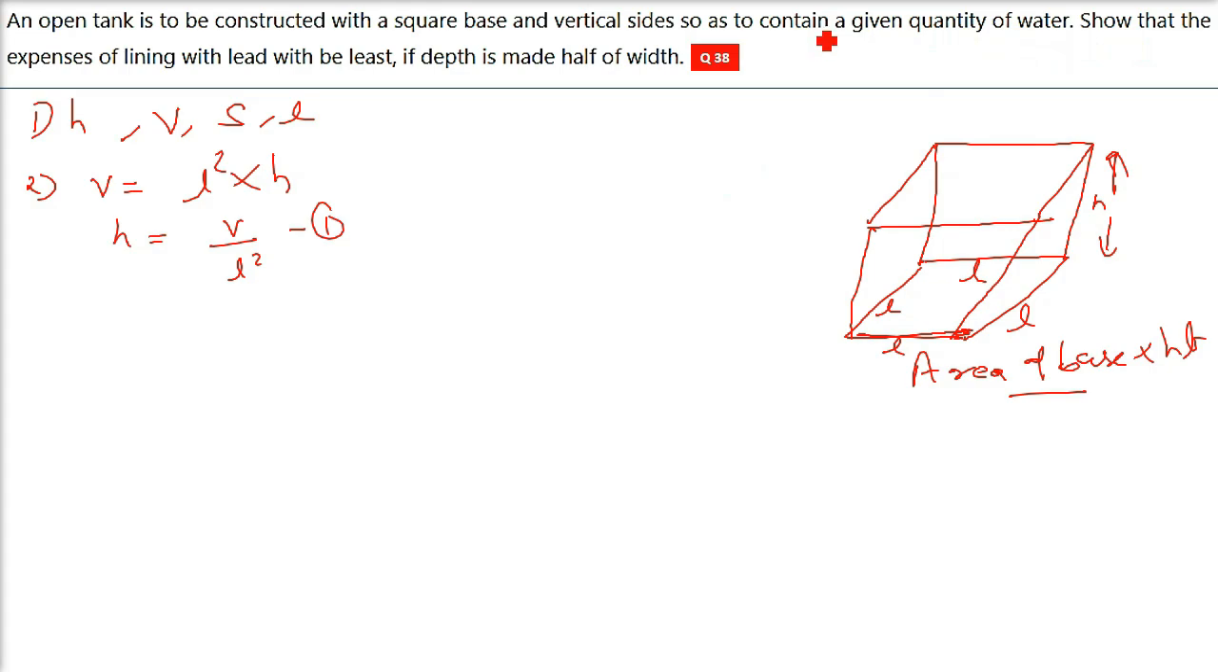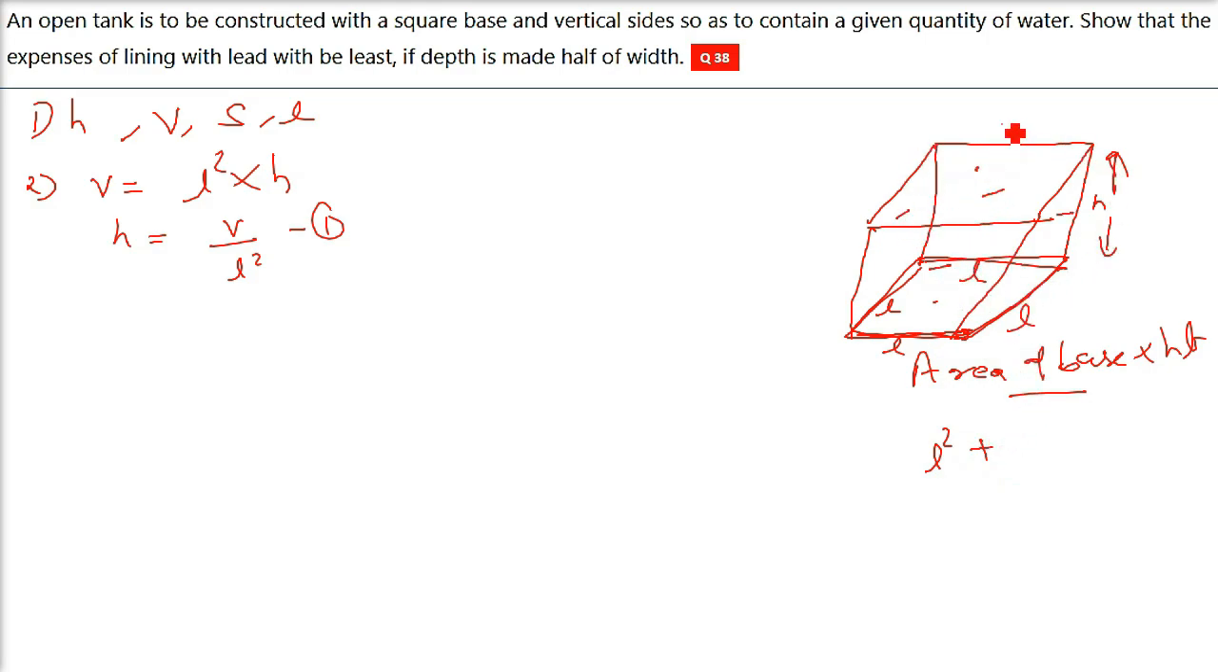Now we need the surface area. What is the surface area? Surface area is 4 walls plus the base. So we have this because there has to be something to be done here. That is the lining of the lead. Okay. So the base area will be what? L square, length into breadth. And because this is a square, it will be L square. So this is the base.